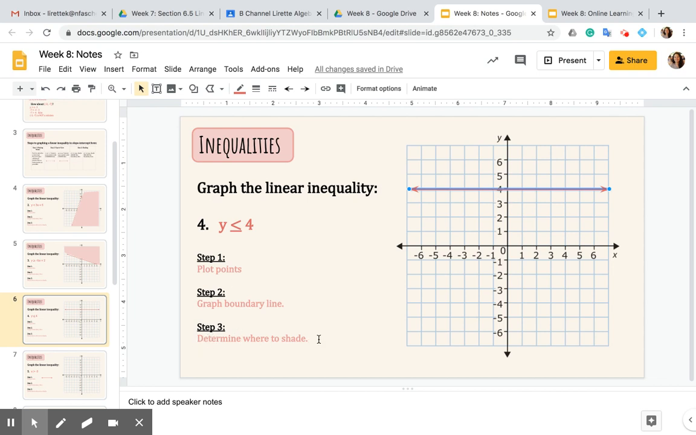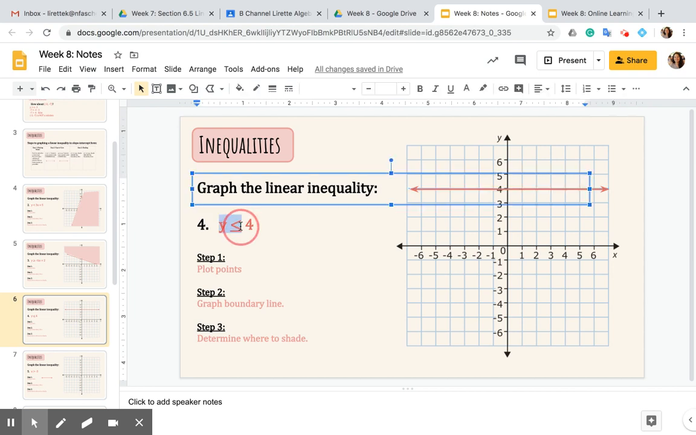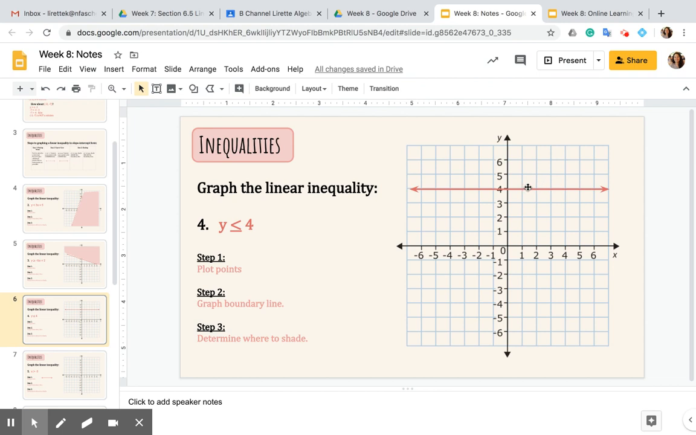Next step is to determine where to shade. If it's y is less than, you shade below. If it's y is greater than, you shade above. This is less than, so I shade below. And again, you put your pencil, finger, cursor somewhere on this line, move vertically down. So this entire region below the line gets shaded. And luckily, since this is essentially a rectangle, it's going to be a little bit easier to shade. Here we go.